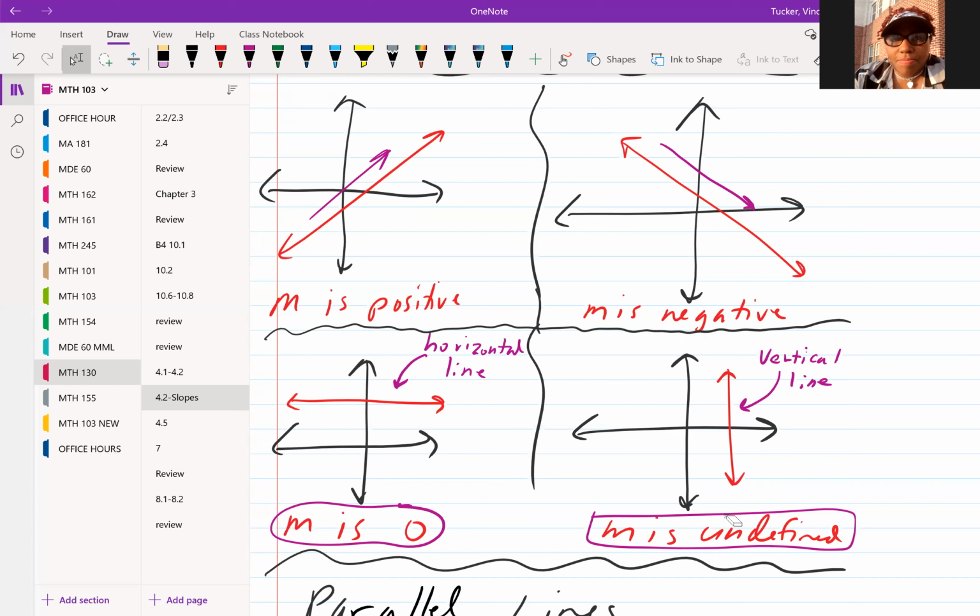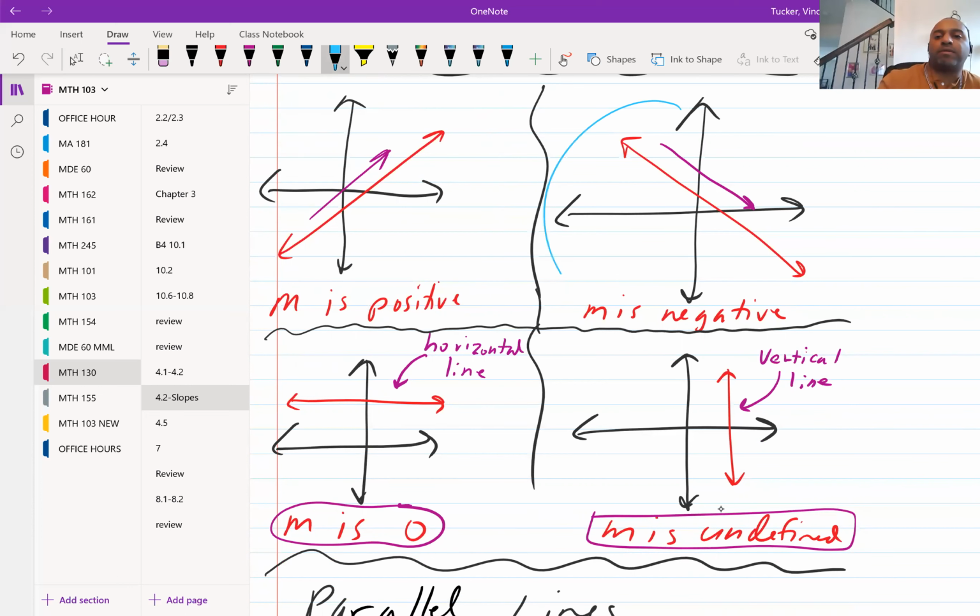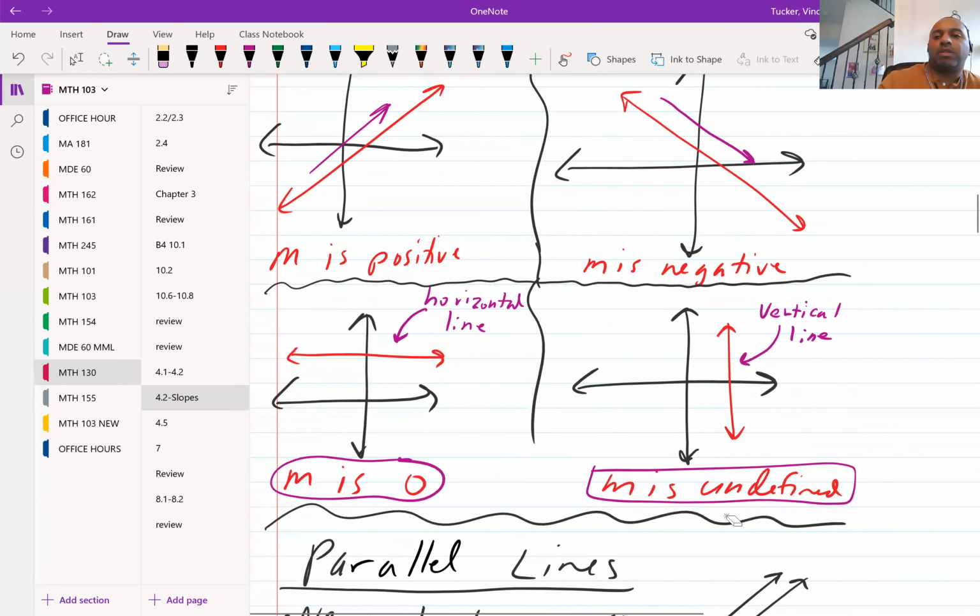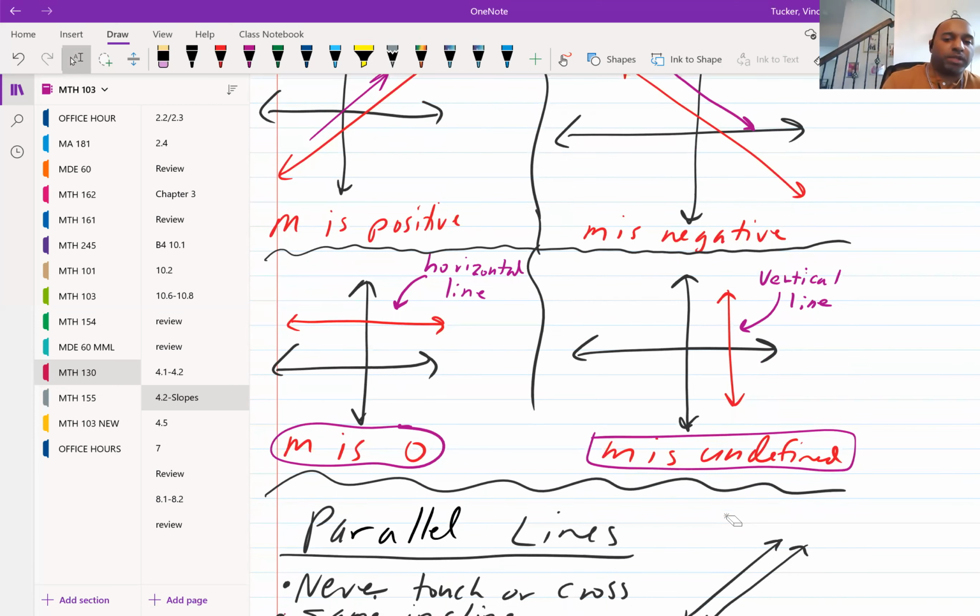You said when it's going up it's positive and down is negative, that's going left to right. Yep, you're always reading it from left to right. Down here, horizontal line, your slope is 0. Vertical line, your slope is undefined.